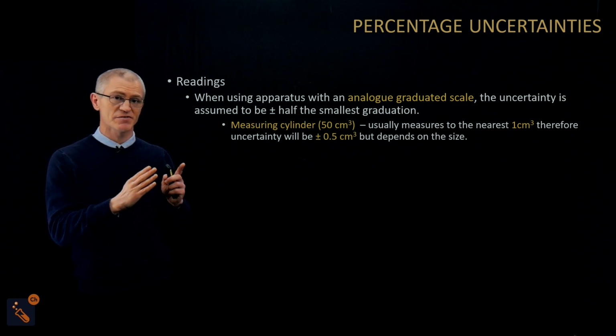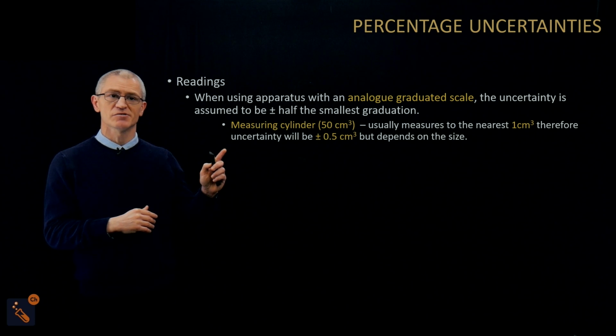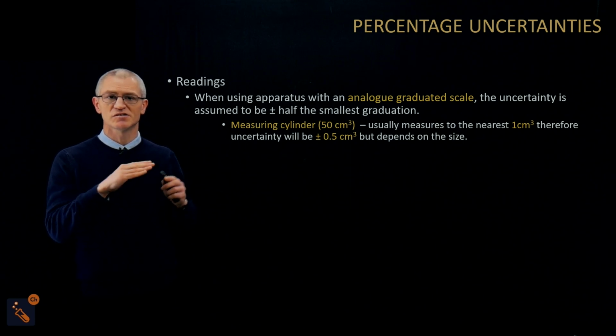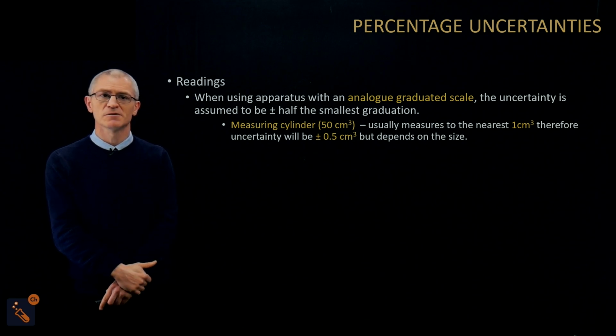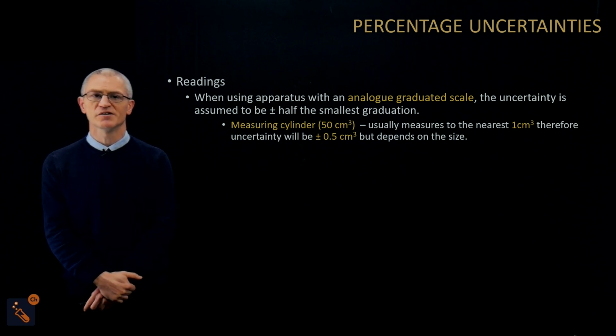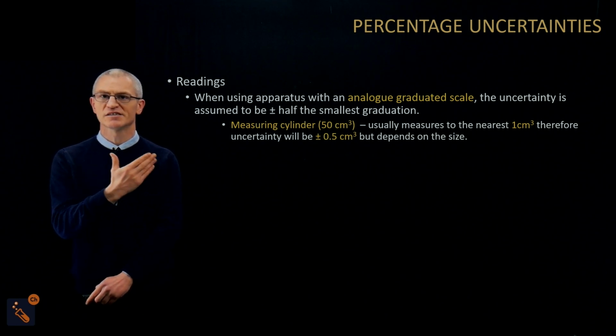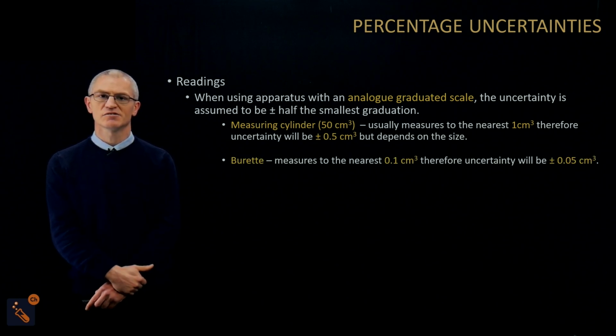So again, most likely, very, very likely, you will just be given the uncertainty. But if you're not given the uncertainty, you need to look. In an analog graduated scale, you need to look at the smallest resolution, or the smallest graduation, which is 1 centimeter cubed for this 50 centimeter cubed measuring cylinder, and then you just need to halve that. So therefore, the uncertainty for that will be 0.5 centimeters cubed. But again, it depends on the size, which is why they normally give you the uncertainty in the question.